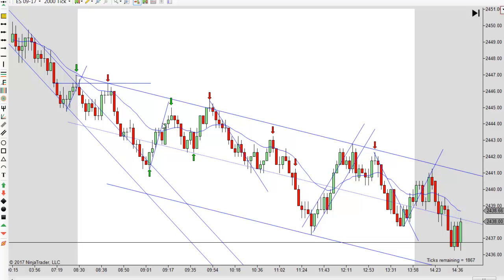And notice what happens here. You push lower, you pull back, and you get a little trap here.